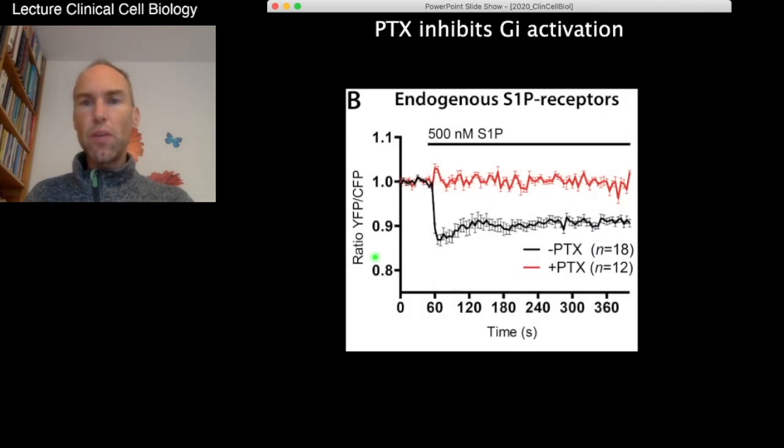Now here you see the result of the measurement of the G-alpha I activity. It's kind of a control experiment that depicts that if we normally add sphingosine 1-phosphate, we get activity of G-alpha I, but the treatment with pertussis toxin completely blocks the G-alpha I response, as we would expect from this inhibitor. It shows that it is a nice selective inhibitor.